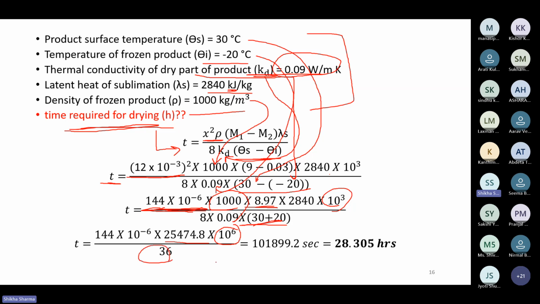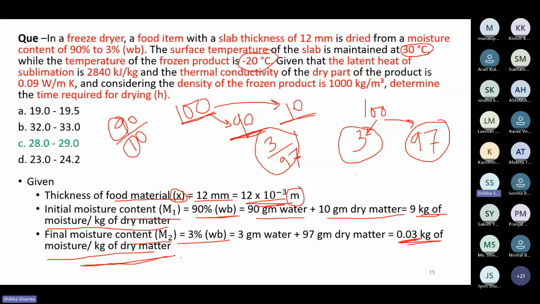So when we divide it, we get this much in seconds, and we can convert it into hours by dividing by 60, then again by dividing by 60. It will be 28.305 hours. So option C is correct.